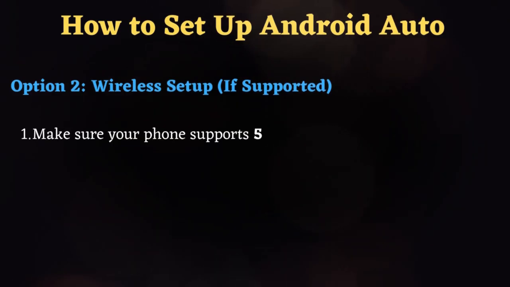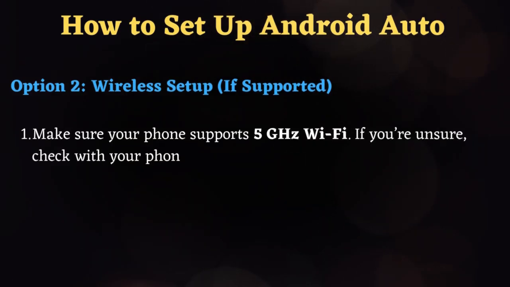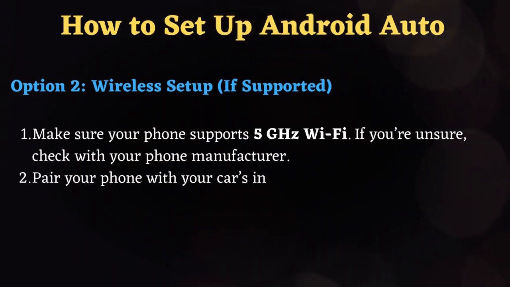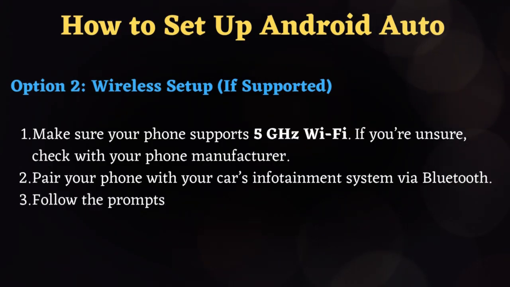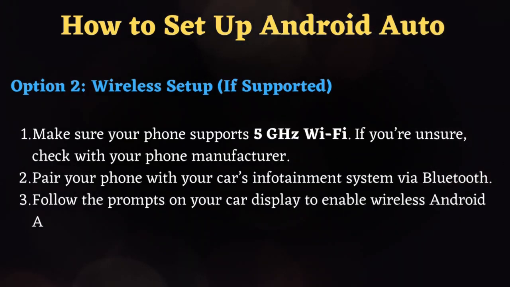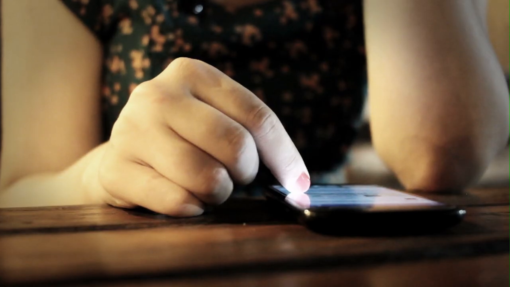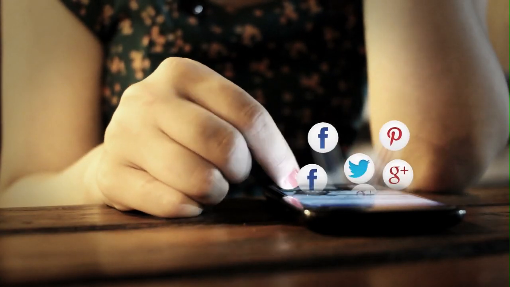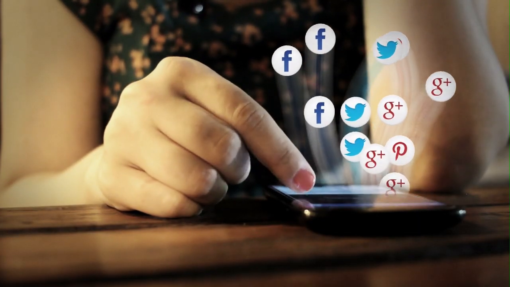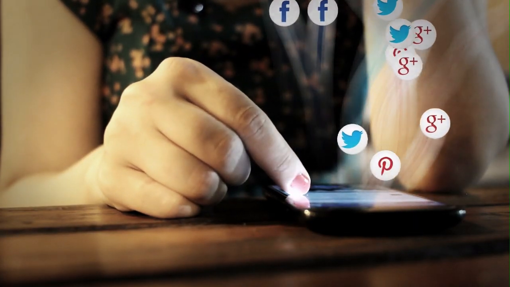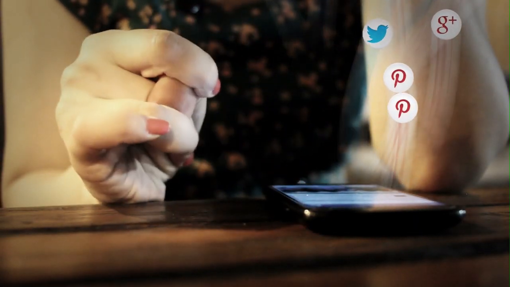Option 2. Wireless setup. If supported, make sure your phone supports 5 GHz Wi-Fi. If you're unsure, check with your phone manufacturer. Pair your phone with your car's infotainment system via Bluetooth. Follow the prompts on your car display to enable wireless Android Auto. In the EU, 5 GHz Wi-Fi for Android Auto may require additional regulatory compliance. Google Pixel 3 and newer models meet this requirement.